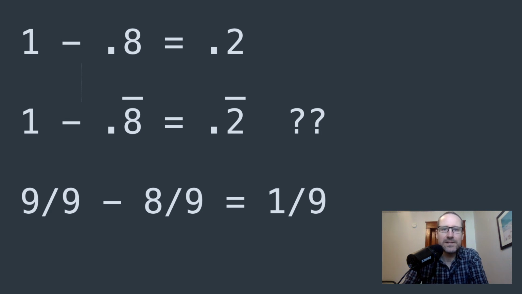So this is the confusion that I think a lot of people, I have this confusion as well. I immediately think about things in this way and I know it's not right and I still do it. So we think that 1 minus 0.8 would be 0.2. So we naturally then think that 1 minus 0.8 repeating must equal 0.2 repeating, but it doesn't. Because if we translate it in terms of fractions, 9 over 9 would be 1, and if we subtract 8 over 9 from that, we'd end up with 1 over 9.